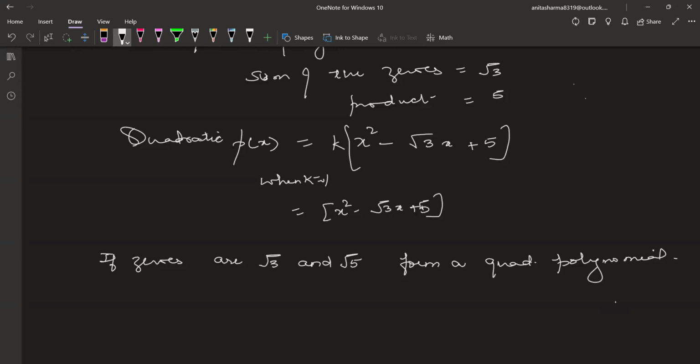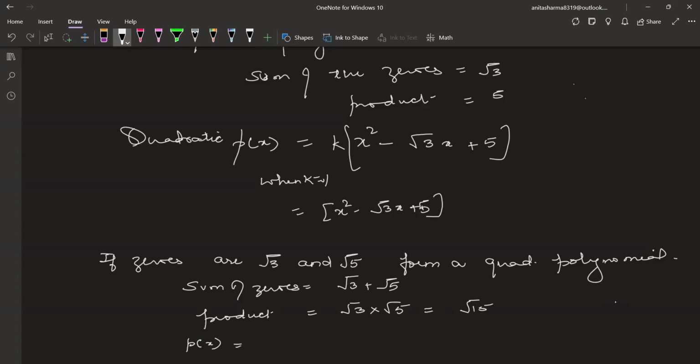Ma'am, we need to find the sum of the zeros and product of the zeros. Yes, so the sum of the zeros will be? Root 3 plus root 5. Yes. And then product will be? Root 15. Yes, root 3 into root 5 is root 15. Very good. Now polynomial will be, beta? It will be k times x square minus (root 3 plus root 5) into x, and then plus root 15. Yes, good.